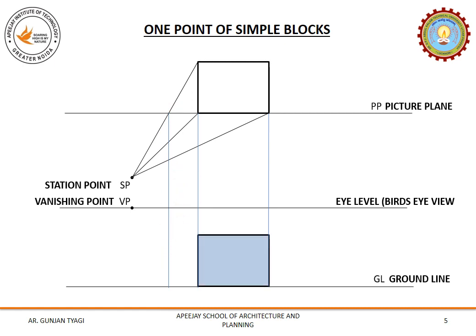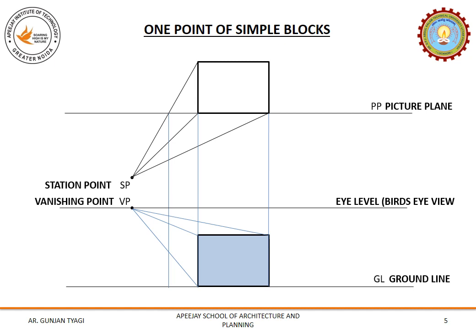Now I have created the elevation here in my ground line, and now I will connect the points to the vanishing point. I have connected all the 3 points to the vanishing point.